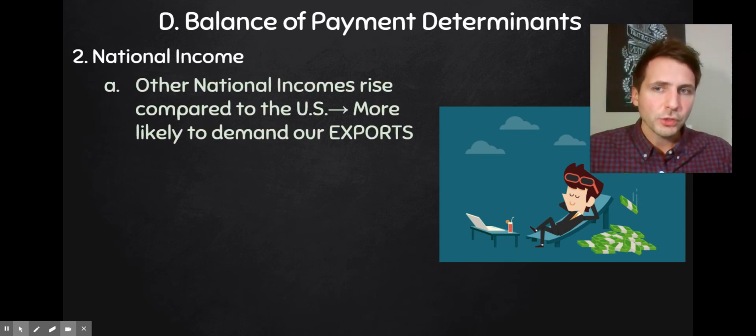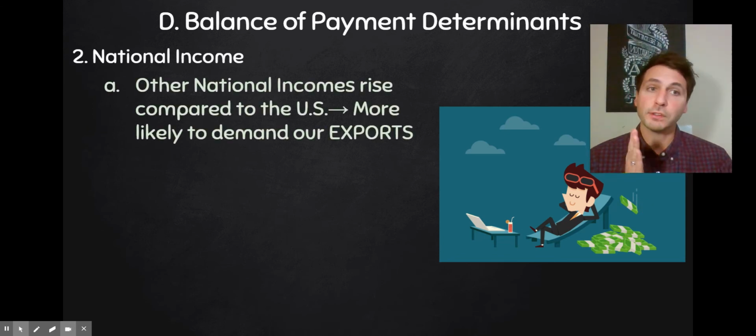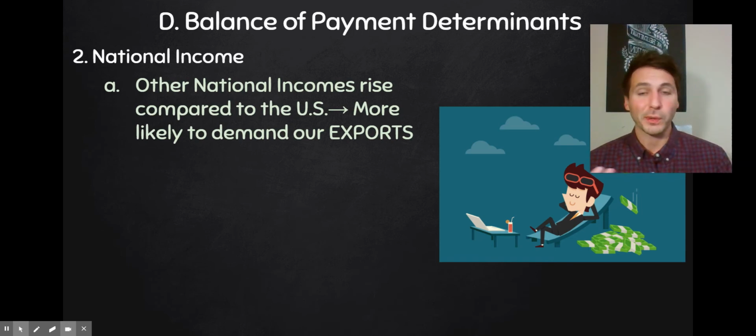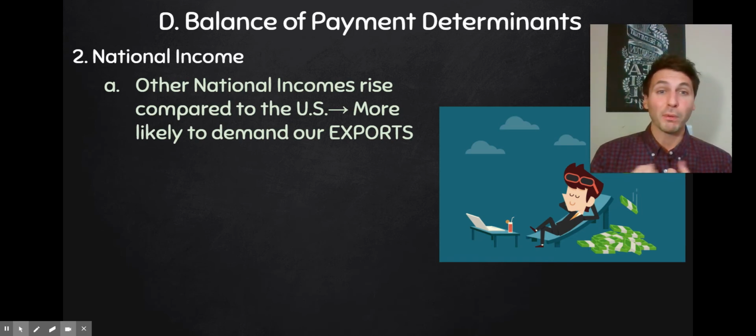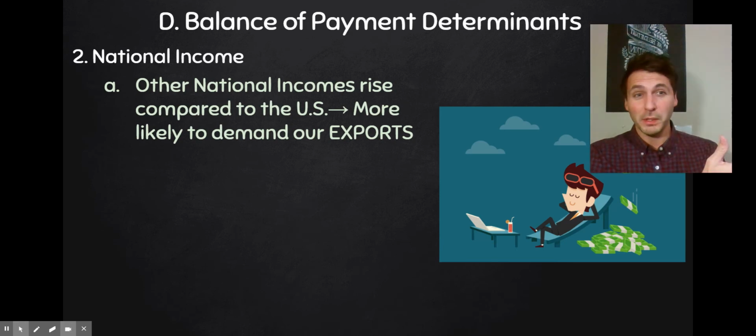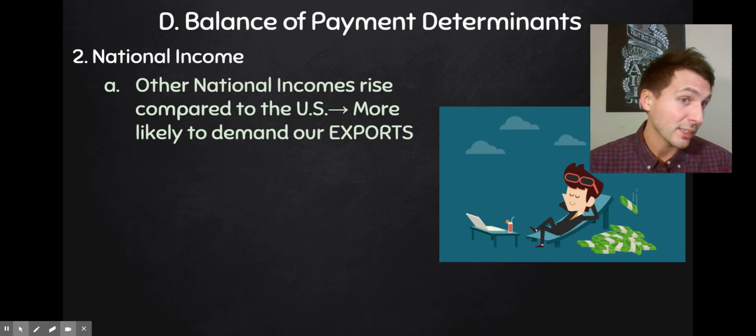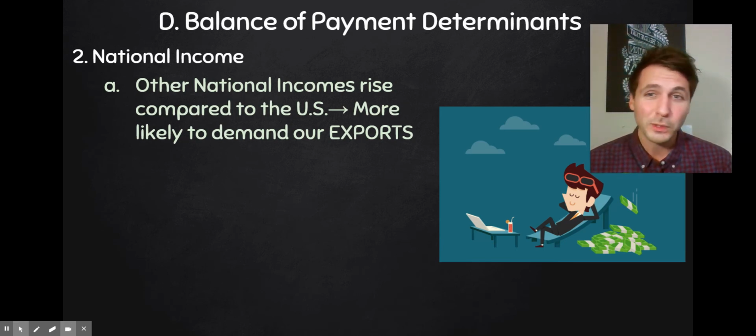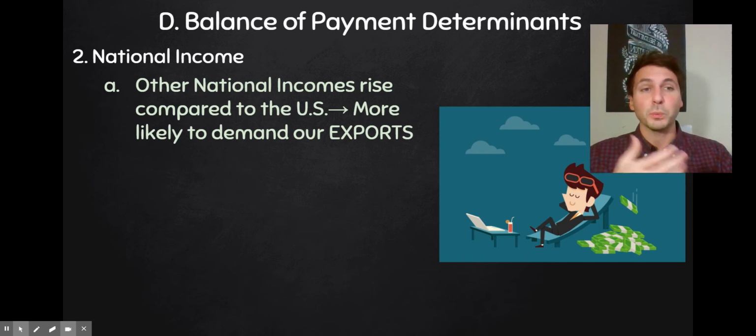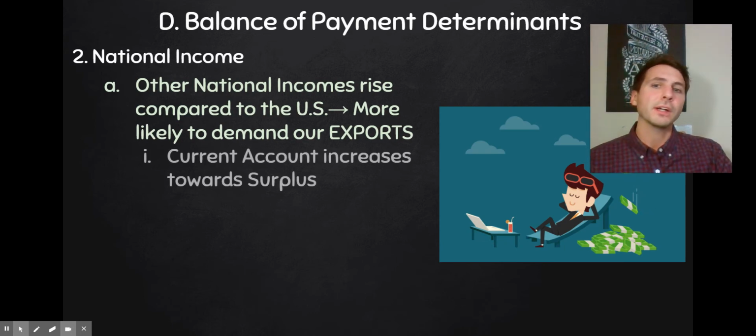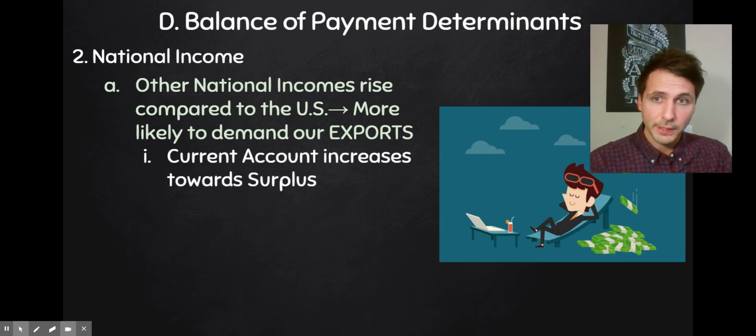In addition, we have national income. Income is going to affect our current account. When other nations' incomes rise at a greater rate than the United States, they're going to buy more of our exports. They have more money, they buy more of our exports as a result. We buy fewer of their imports because our incomes aren't rising at as high a rate. So if other nations are buying more of our exports, we have money flowing in, we have a whole lot of credits coming in, and our current account is going to increase towards a surplus.